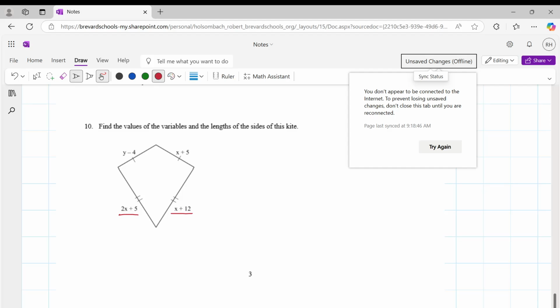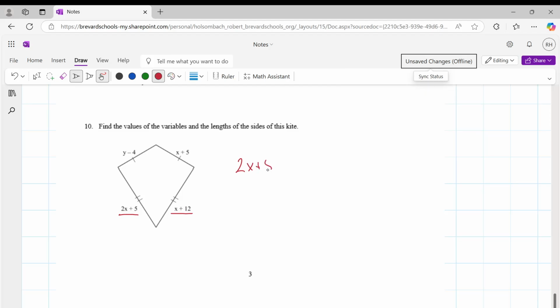So solve for the x first. Take your 2x plus 5, set it equal to x plus 12. Subtract x from each side. So x plus 5 is equal to 12. Subtract 5 from each side. And we get an x that's equal to 7. So there's your first variable. The x is equal to 7.